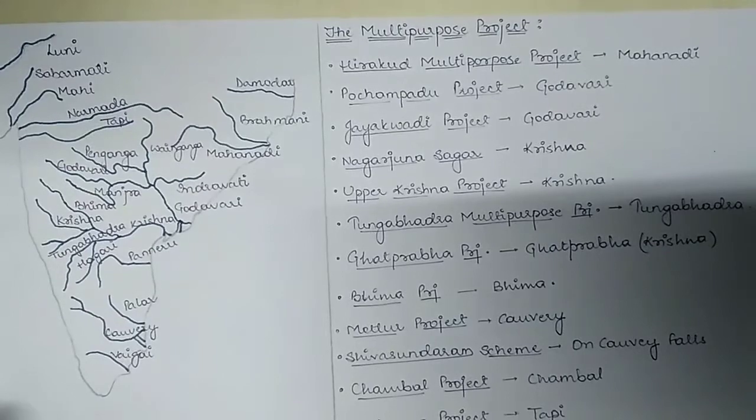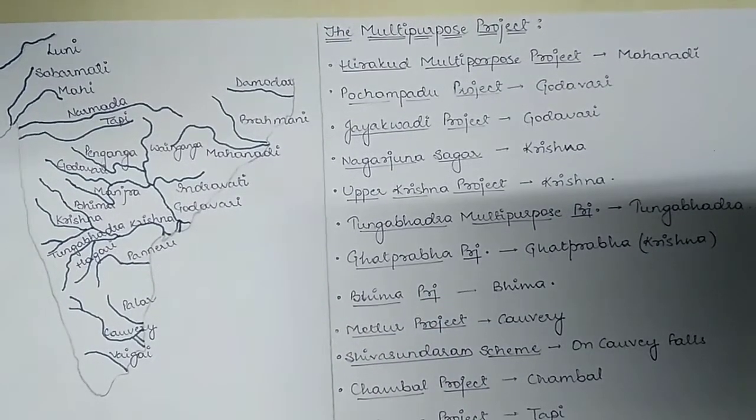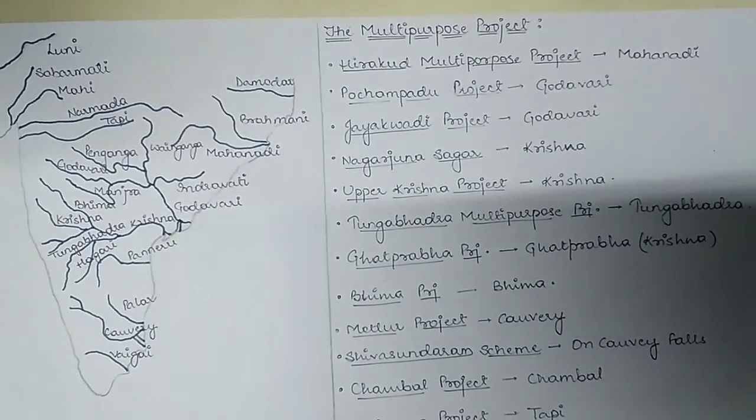Next project that we have is Upper Krishna project. Upper Krishna project is formed on Krishna River, and it is in Karnataka state. And here we have Almatti Dam being constructed, and it is for irrigational purpose.